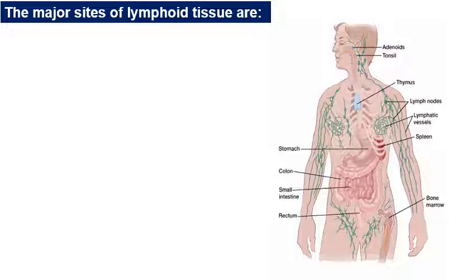And if you see in our human body, the lymphoid tissues are present in various organs. It starts from adenoids, tonsils, thymus, lymph nodes, lymphatic vessels, spleen, stomach, colon, small intestine, rectum, and bone marrow. So these are the areas where you can find the lymphoid tissues, and they are connected together via the lymphatic vessels, and it is one way that the cancer spreads from one area to another, or from one lymph node to another lymph node via these lymphatic vessels.